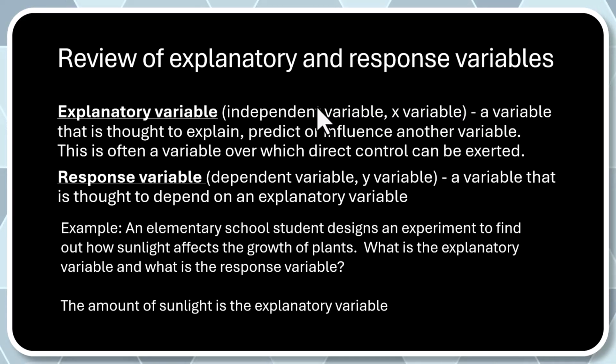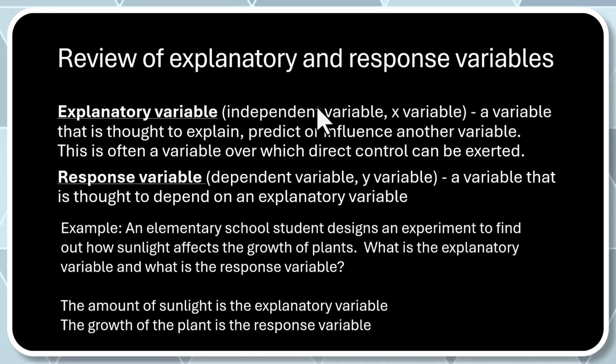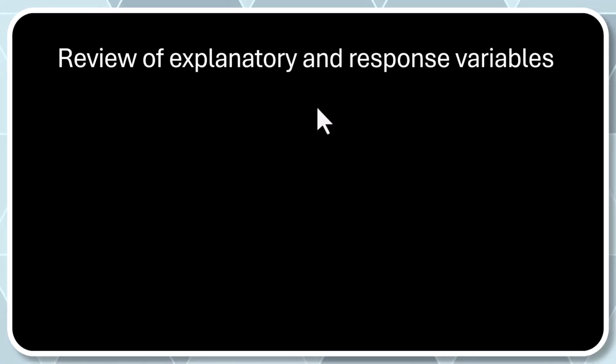Well, the amount of sunlight is the explanatory variable. Remember, this is the variable that you have direct control or influence over. You can artificially move the plant, assuming it's in a pot and not planted in the ground, and control the amount of sunlight. You cannot directly control the growth of the plant. You can only see how the growth of the plant responds to the amount of sunlight the plant is given. So the growth of the plant is the response variable.